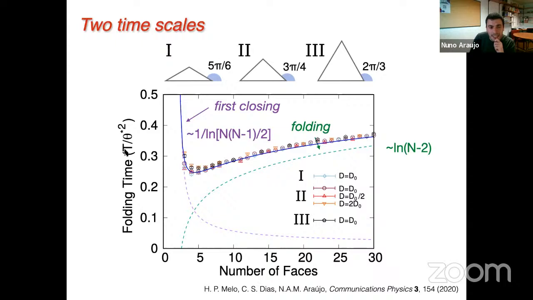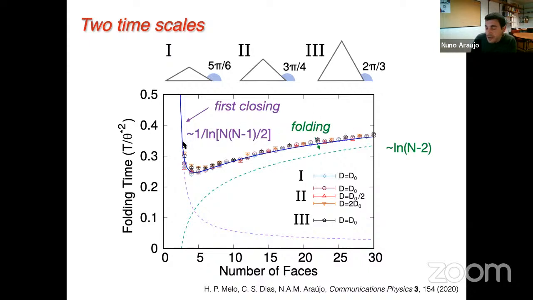And so you clearly see that you get a folding time that follows this line, and therefore you get the data collapse, and therefore it shows that the minimum occurs because you have a balance between the time it takes for the first two to meet, which should decay with the number of faces, and the time it takes for the last one to close, which should increase with the number of faces. So it implies that for low values of the number of faces, what dominates the time scale is the first closing event, while for large values of the number of faces, what dominates is the time that you need to wait for the last one to close. And so with that, we can explain the minimum.